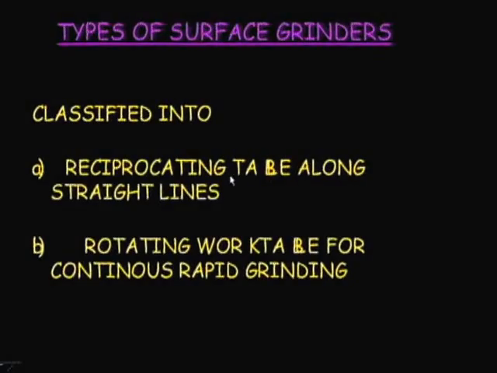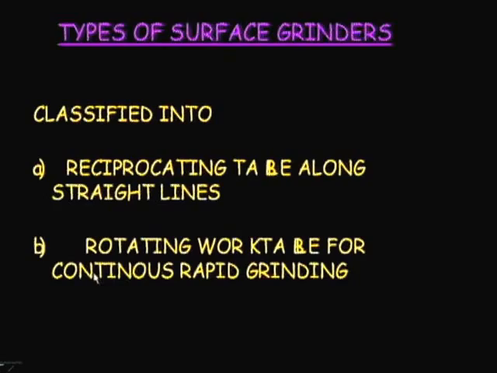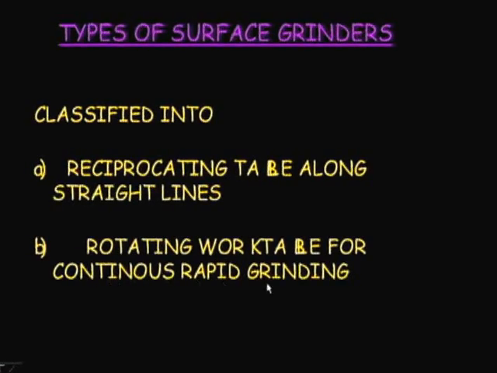Now how can the classification be done? Reciprocating table along straight lines, rotating table, rotating work table for continuous rapid grinding. So here there are 2 things: the table is reciprocating, and the second is the table is rotating. In a reciprocating table, it reciprocates in straight lines, whereas in rotating it is circular. When the work is to be completed at speed, then we go for this rotating table.